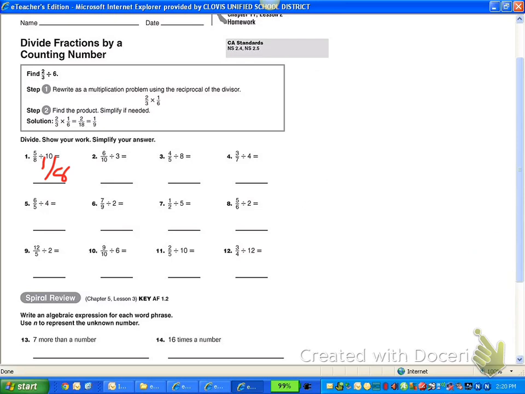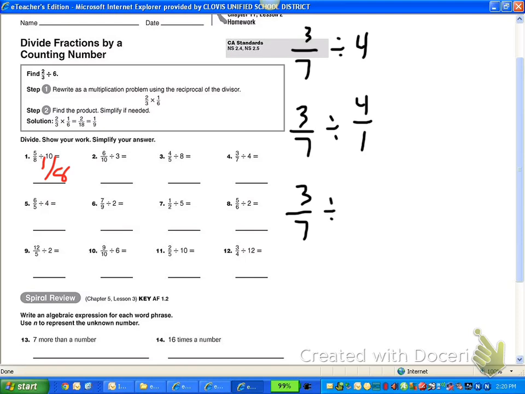Number 4, you got 3/7 divided by 4. So we're going to put the 4 over the 1, keep, flip, change. 3 times 1 is 3, 7 times 4 is 28, and we cannot reduce that, so your answer would be 3 over 28.